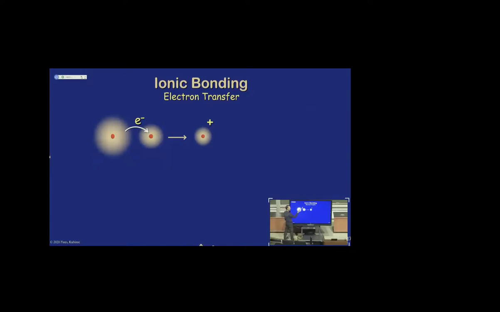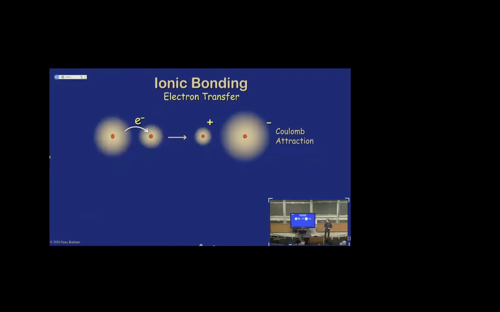Electron goes from the electropositive to the electronegative element. The electropositive element becomes positively charged. The electronegative element becomes negatively charged. And then it's that full Coulombic plus minus attraction, which is much stronger than a covalent bond, holding that together.